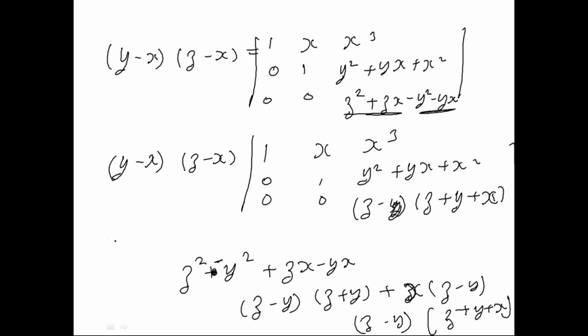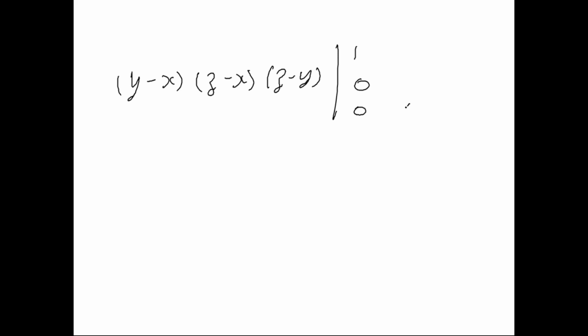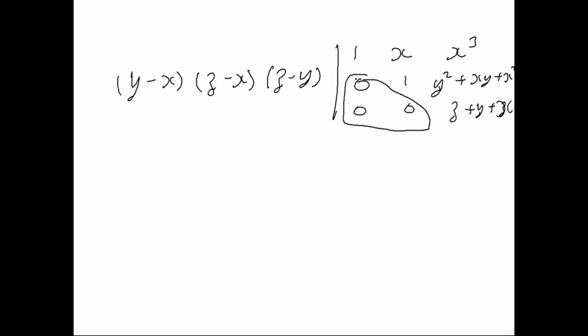Now taking z minus y common, I'm erasing all this. This will become y minus x into z minus x, taking z minus y common from the last row. I'll be left with 1, 0, 0, 0, 1, x, x cube. Over here it is y square plus xy plus x square, and over here it is z plus y plus x. Again you can see that it has become an upper triangular matrix.